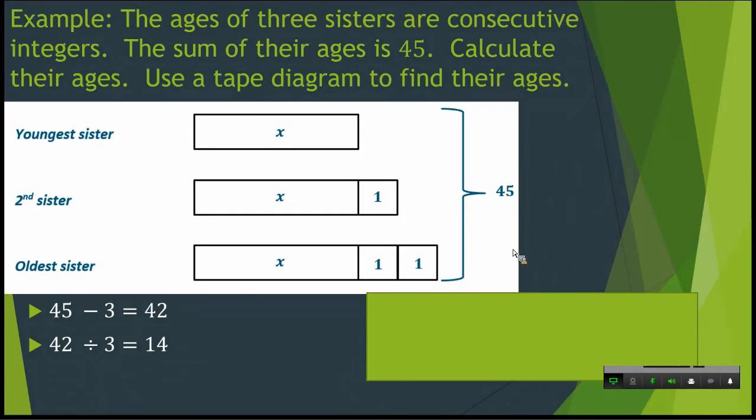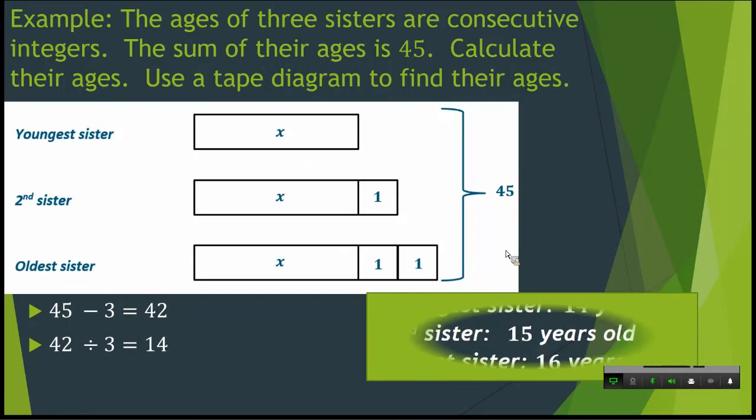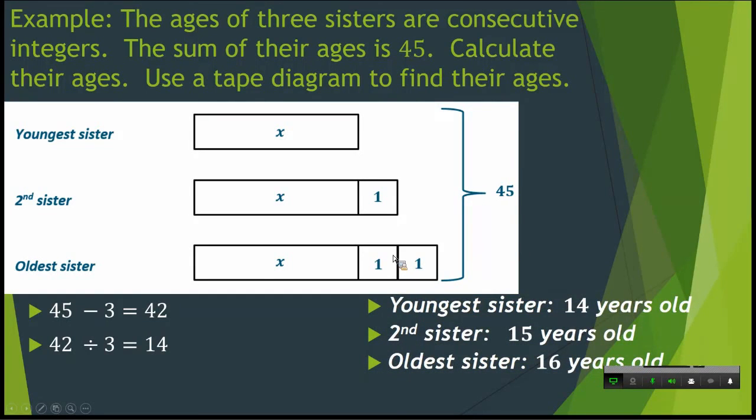The youngest sister is 14 years old. If that's true, then the second sister is 14 plus 1, 15 years old. The oldest sister is 14 plus 1 plus 1, so the oldest sister is 16 years old.